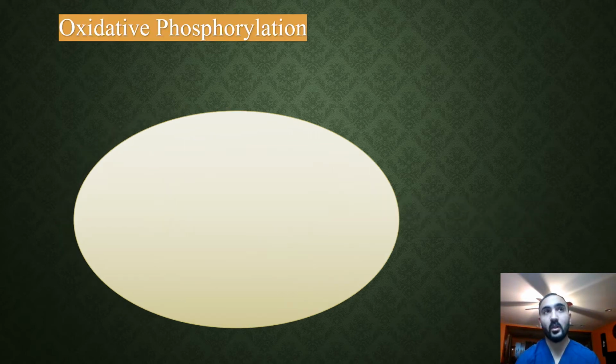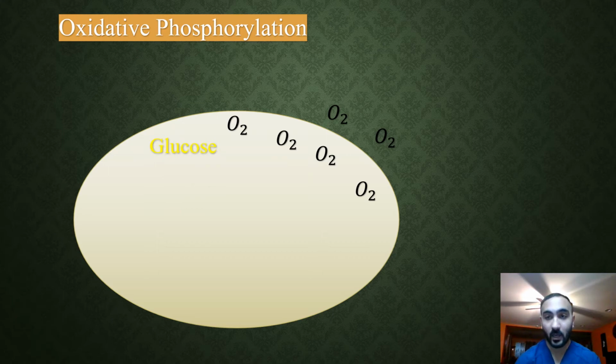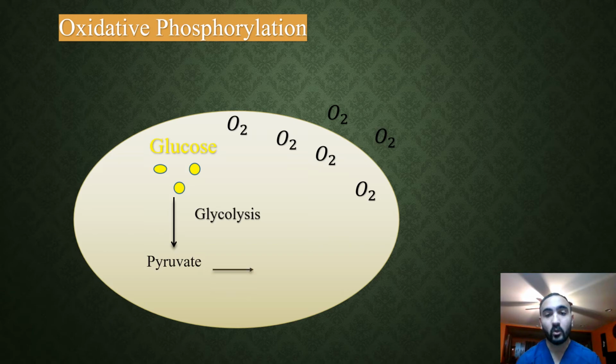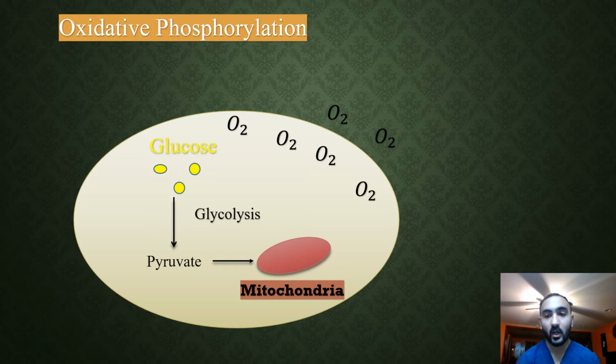Here, I will explain when the cell has oxygen, compared with the other one where the cell doesn't have oxygen. This is oxidative phosphorylation, where the cell is oxygen rich. When the cell gets glucose, it's the same as in the previous slide: glycolysis takes place in the cytoplasm and then goes to pyruvate. Then, because this cell is oxygen rich, it does have mitochondria. So the mitochondria can generate 36 ATP per glucose.